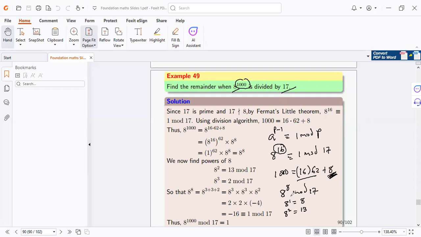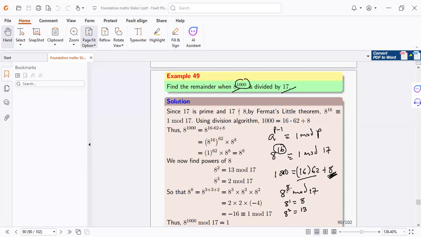Let me just use my calculator and see whether that is correct. 8 times 8 is 64. So 64 divided by 17, I get 3 point something. So what is the remainder? The remainder is 13.